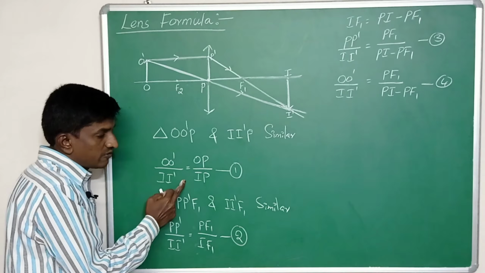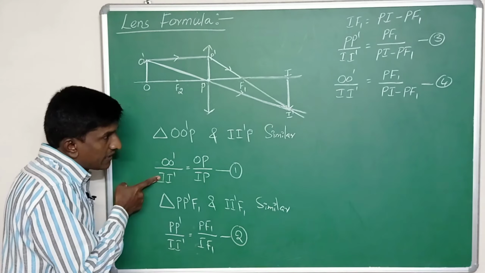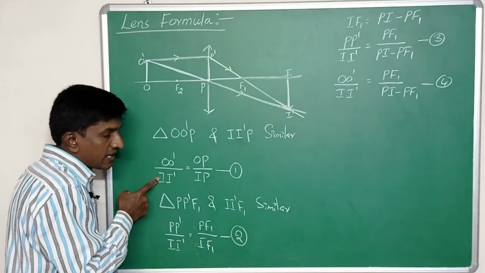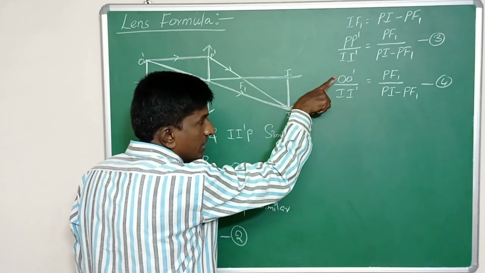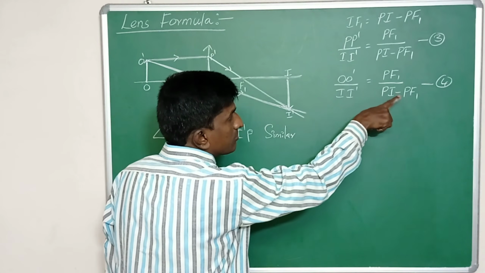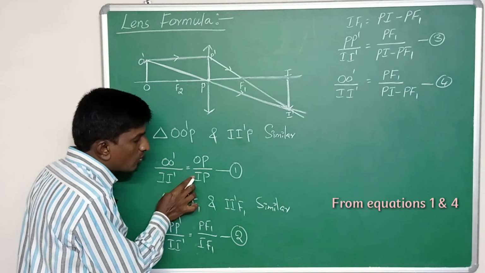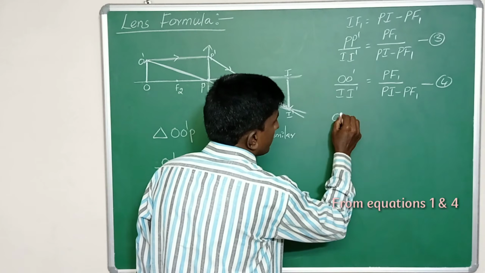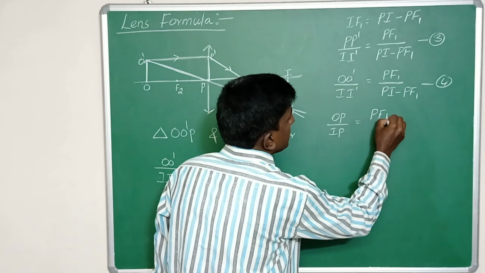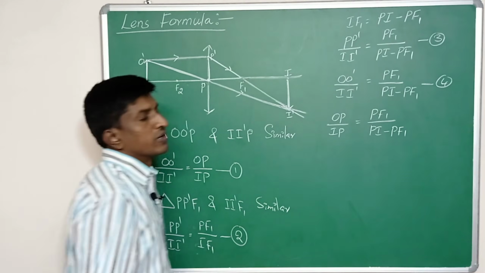Now observe the first equation and the fourth equation. OO dash by II dash is equal to OP by IP. Here also OO dash by II dash equals PF1 by PI minus PF1. So from 1 and 4 we can write that OP by IP equals PF1 by PI minus PF1.